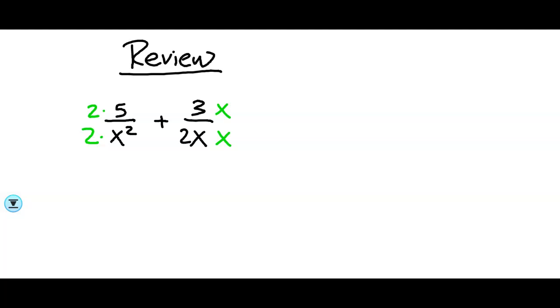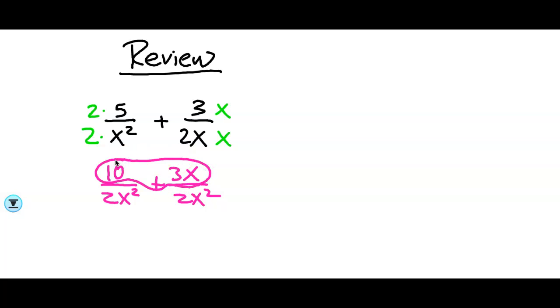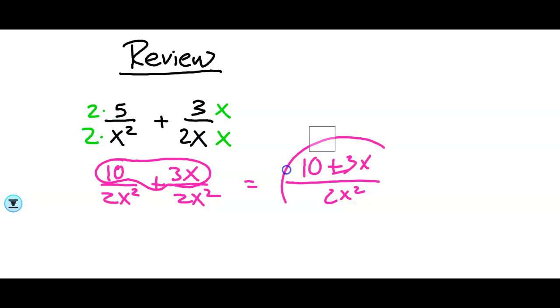But let's go ahead and finish the problem here. So the top here is now going to be 10 over 2x squared, right? Plus 3x over 2x squared. And now that they have a common denominator, we can go ahead and put the tops together, right? Now, can I combine those, or are they not like terms? They're not like terms. So what we do is we just put them together, but without combining the numbers, over the common denominator there. Okay?